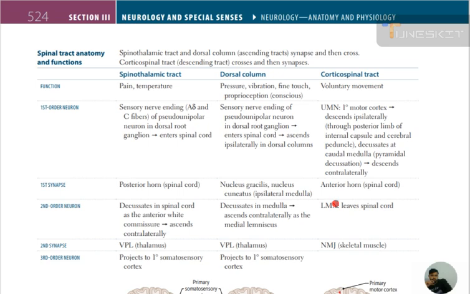So the second order neurons are the lower motor neurons. These leave the spinal cord. And the second synapse is the neuromuscular junction, which is at the level of skeletal muscles.